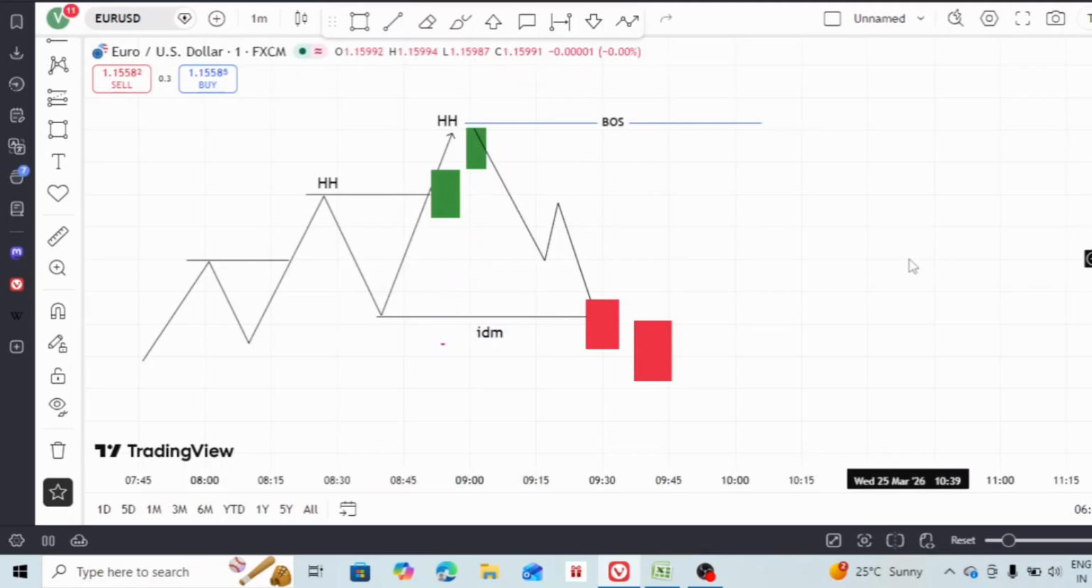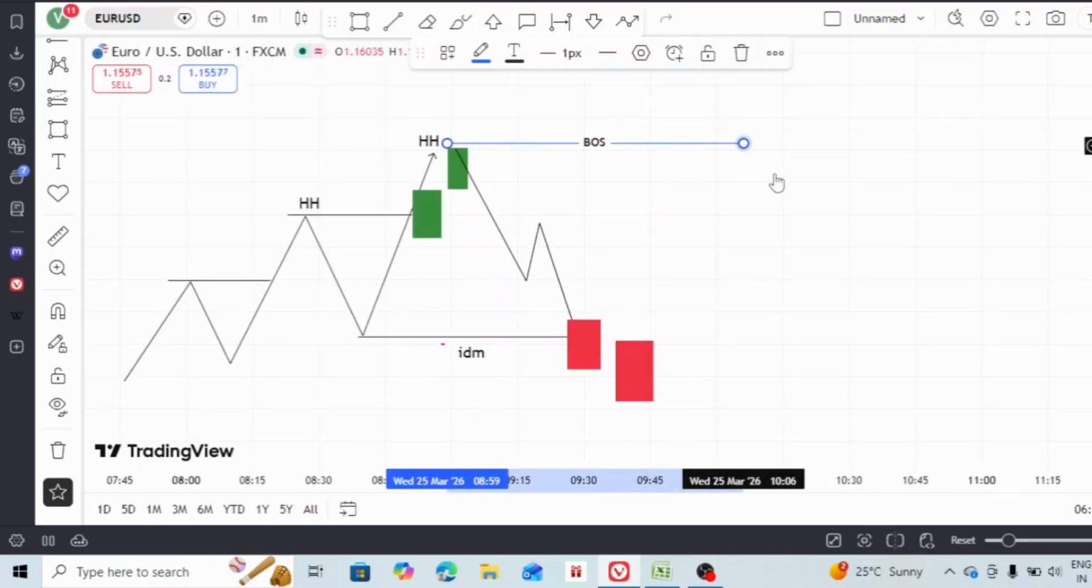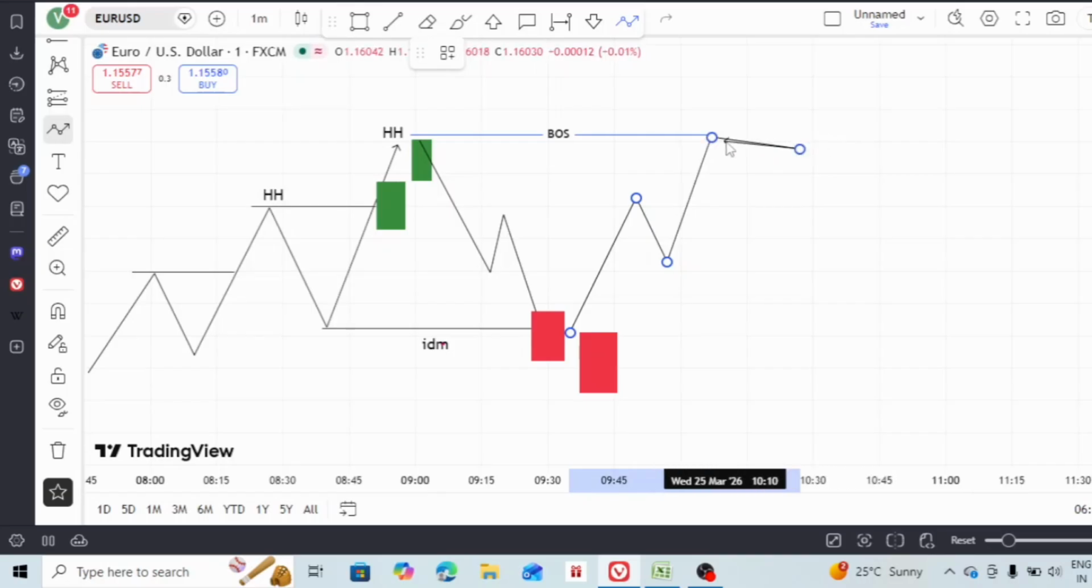So higher high confirmed means inducement confirmed, and inducement mitigated means the break of structure level has been confirmed. So we have the break of structure here. Once the market comes and mitigates this inducement, and then the market moves up again and breaks this level, with the, okay, wait.